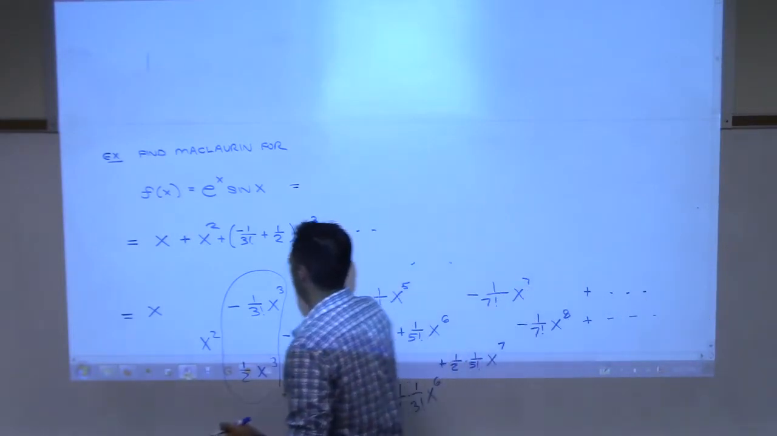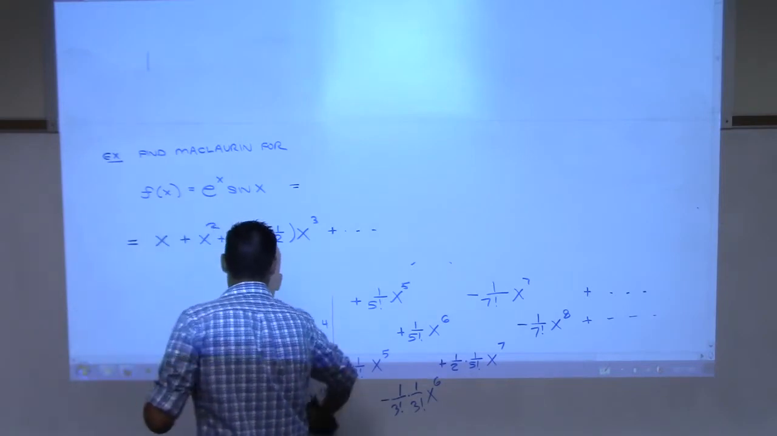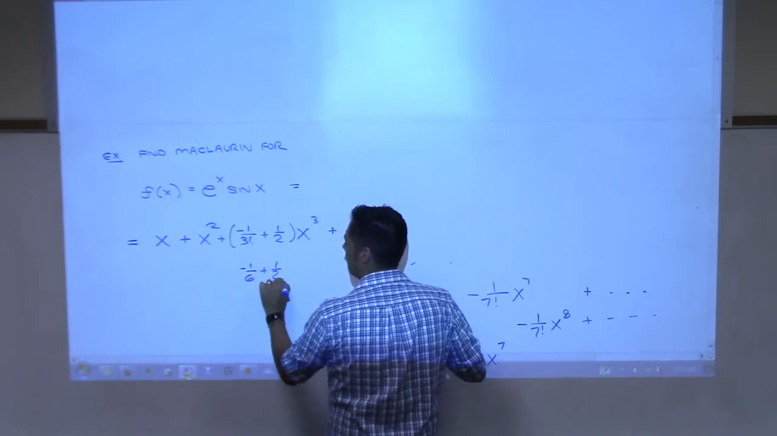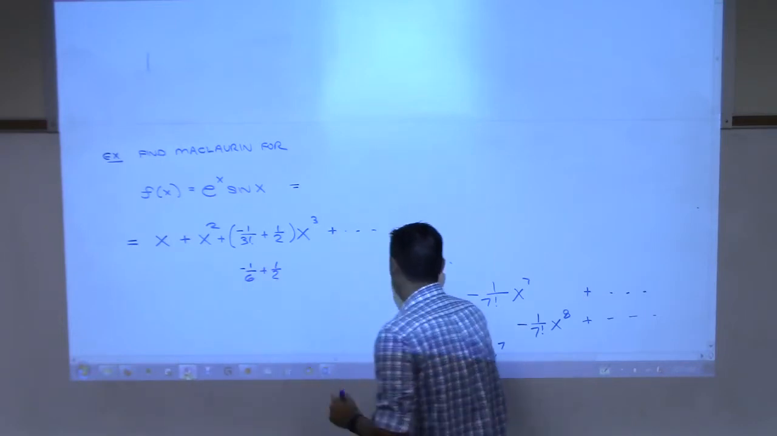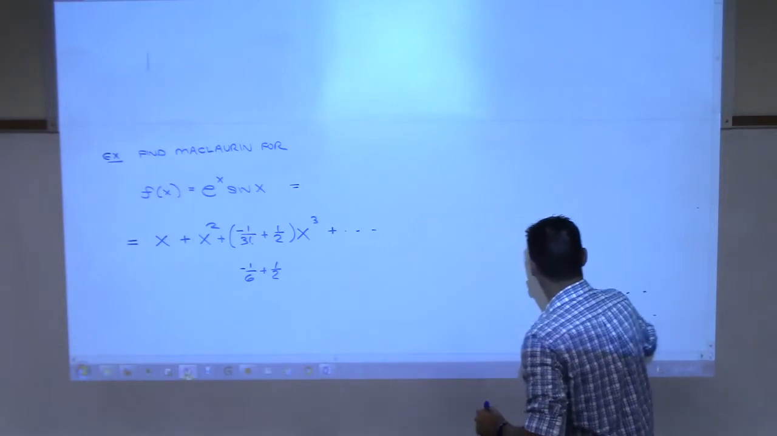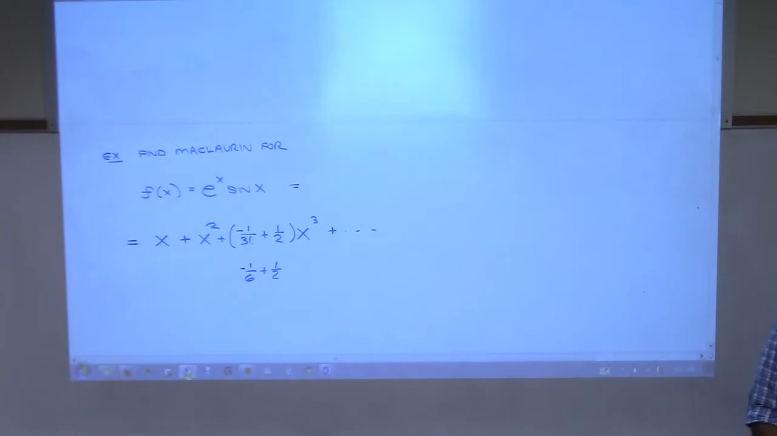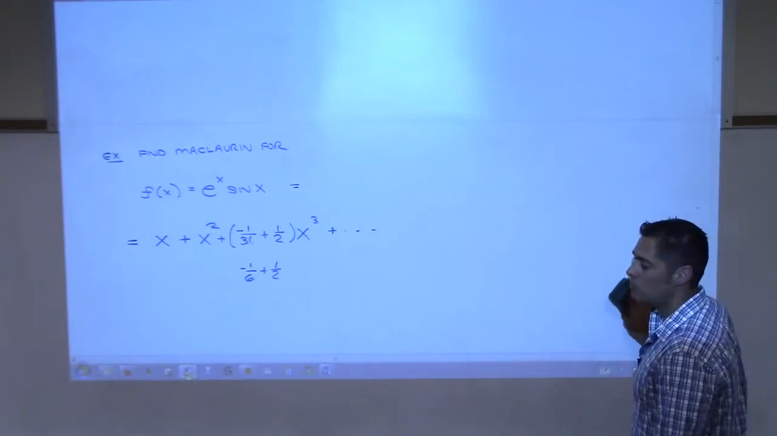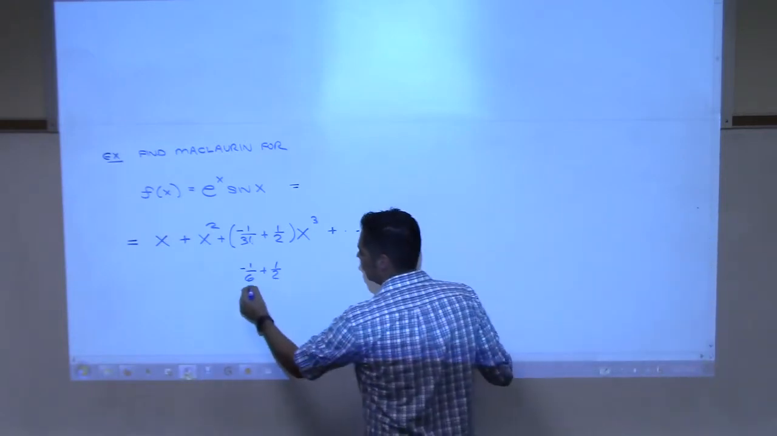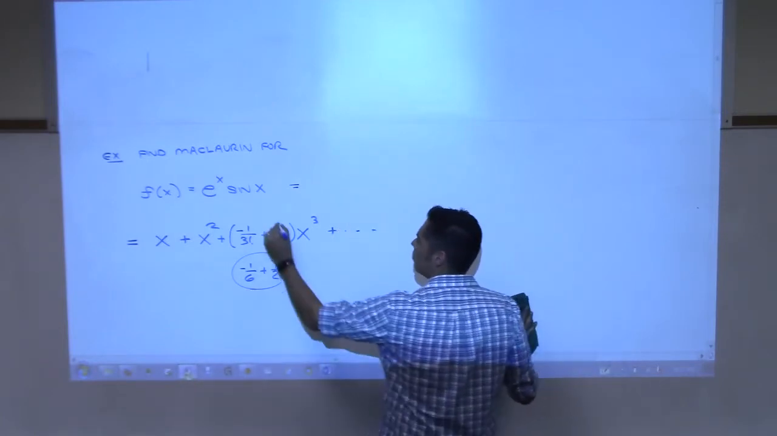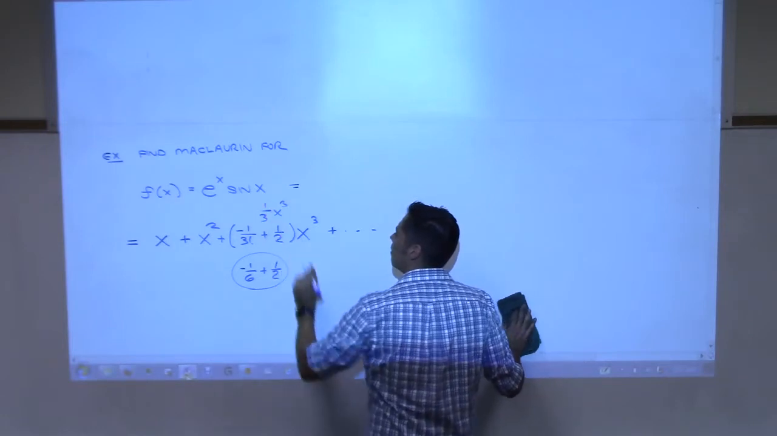Now, this is a number, isn't it? This right here is really negative 1/6 plus a half. Wait, that's a factorial. Yeah, but I did the factorial, 3 times 2 times 1. I got you. So 1/2 minus a sixth is 1/3. Yeah, sounds about right. So 1/3 x cubed. You follow?